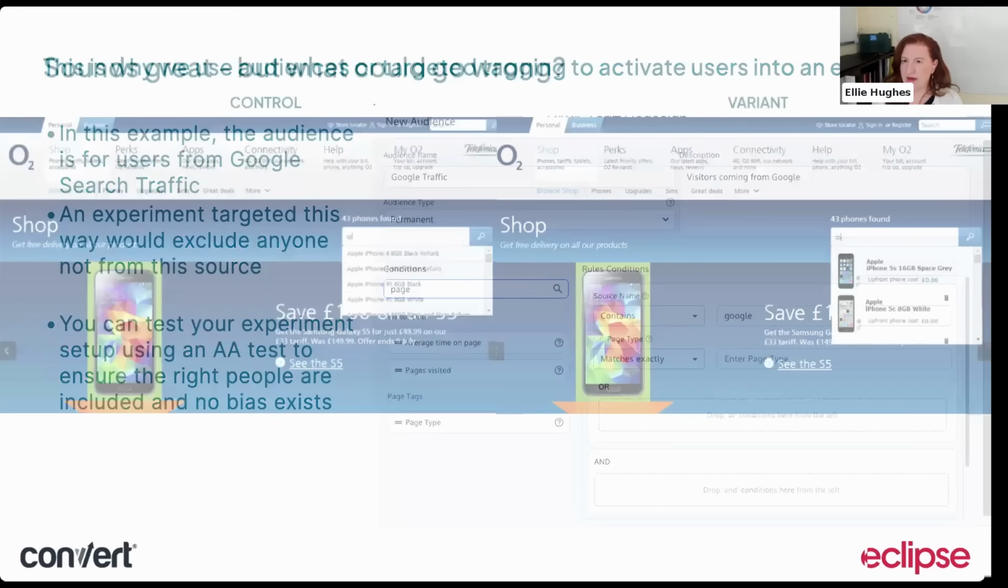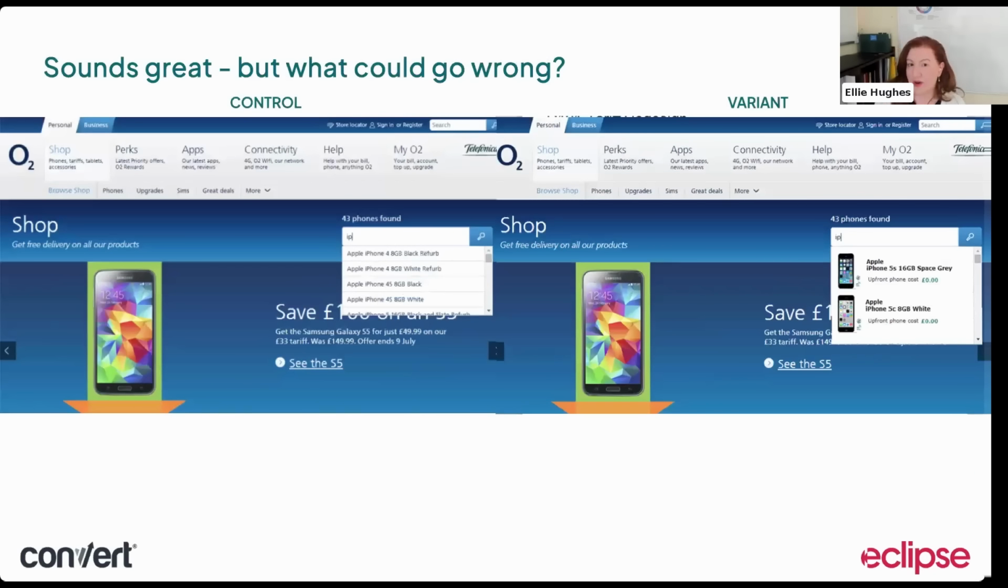So this sounds great, but what could go wrong? This is the interaction slide. Apologies, everyone. On the left, you can see a very old experiment that I ran about 10 years ago for O2, when it was still O2 Telefonica. On the left, you've got the control. On the right, you've got the variant. The first question going in on the chat: who can spot the difference between the two? I'll give everyone 10 or 20 seconds. What's the difference between the control on the left and the variant on the right? You might have to study this a little bit.